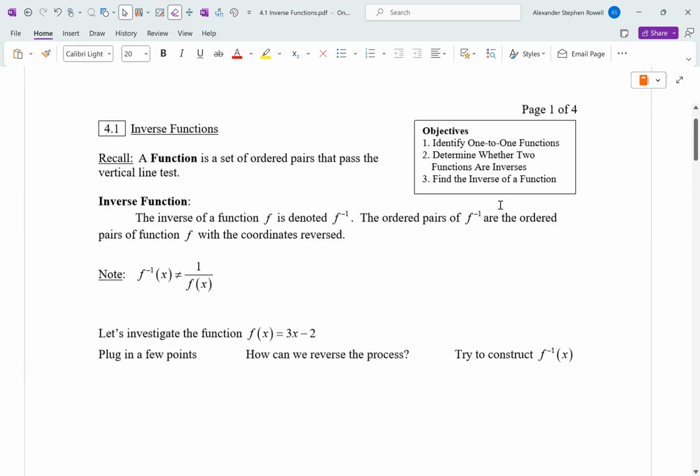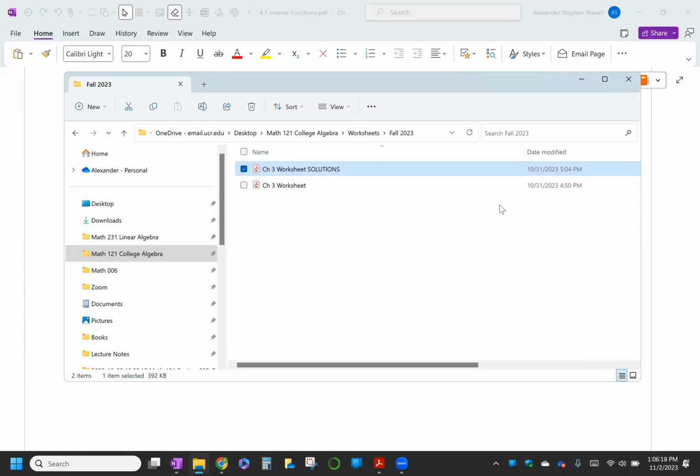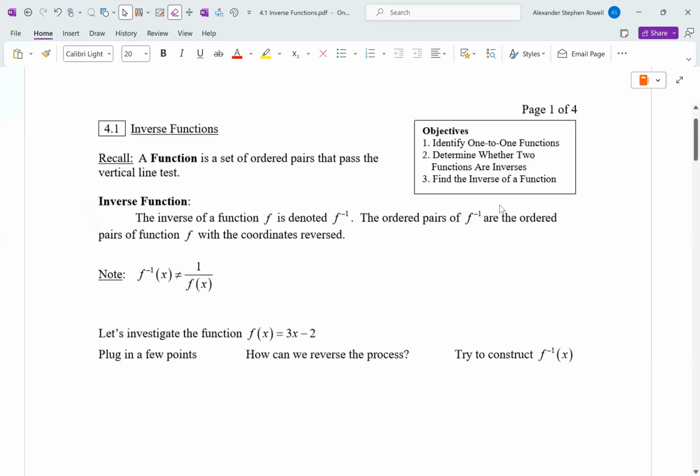Section 4.1 is on inverse functions. What does the word inverse mean to you? Opposite, yes. Okay. What is the opposite of multiplication? What's the opposite of addition? What's the opposite of a function?